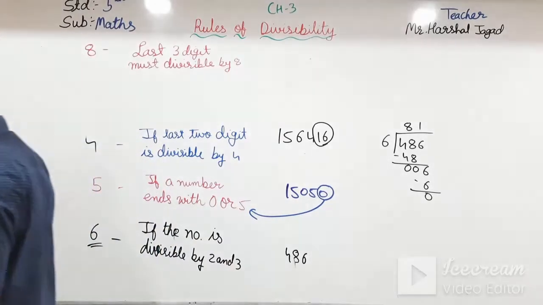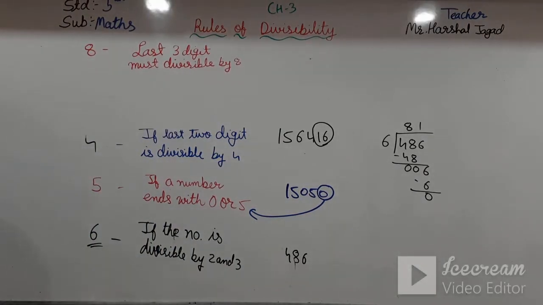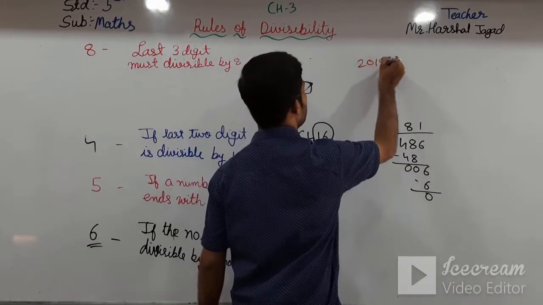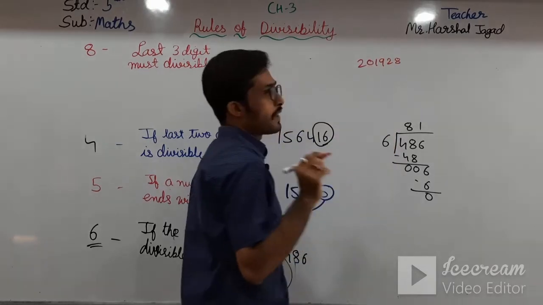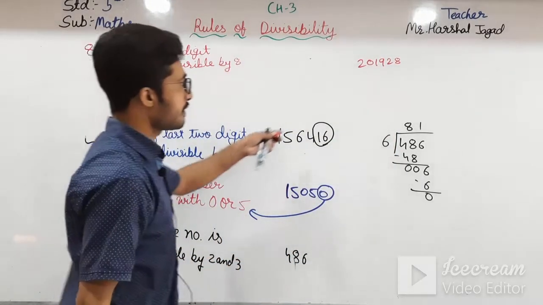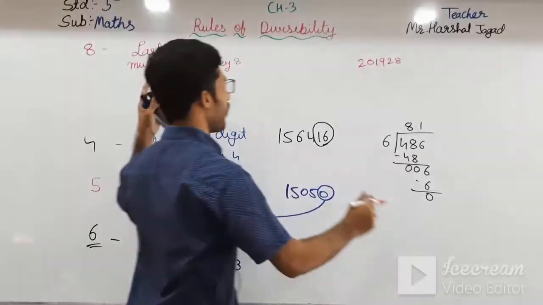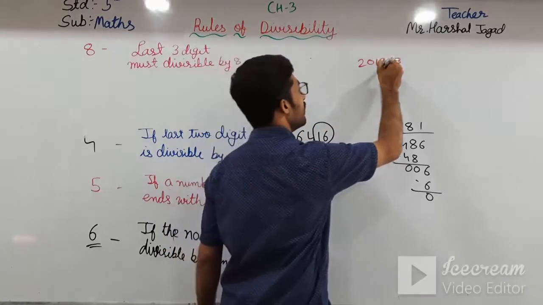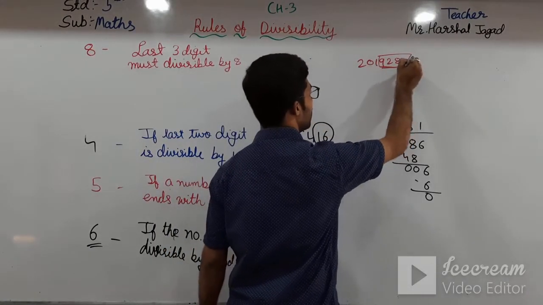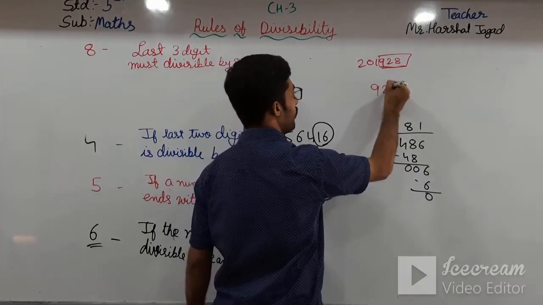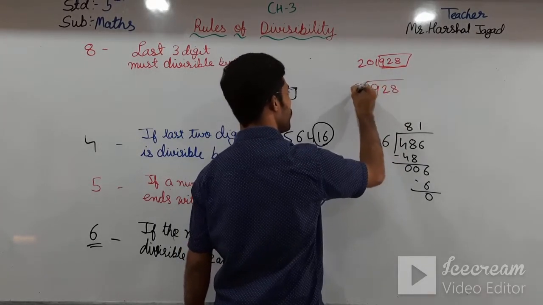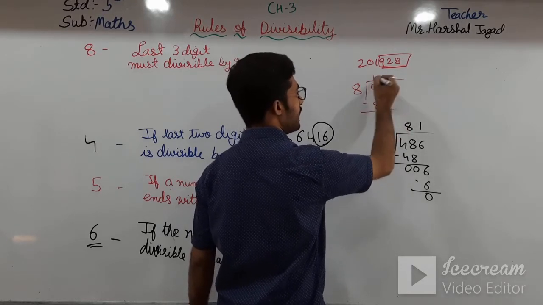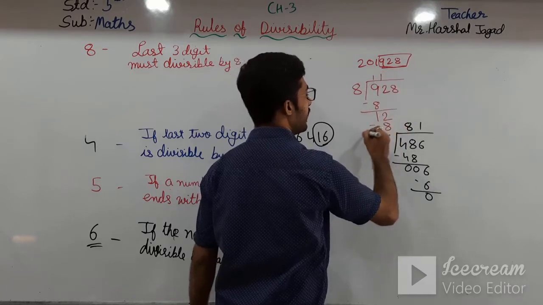Let us take an example, that is 201928. First of all, we have to check whether this number is divisible by 8 or not. So what we have to check is whether the last 3 digits are divisible by 8 or not. The last 3 digits are 928.